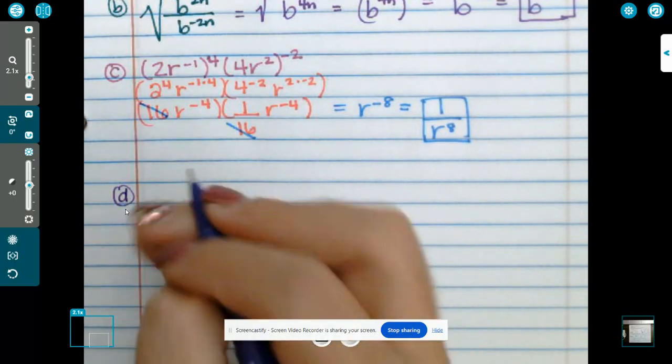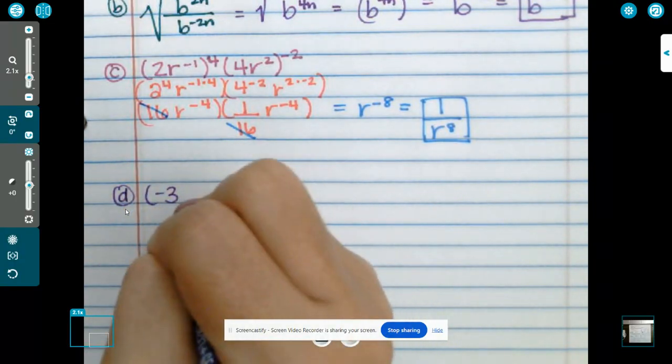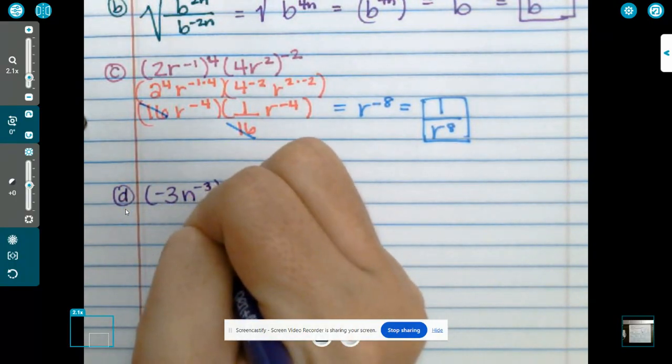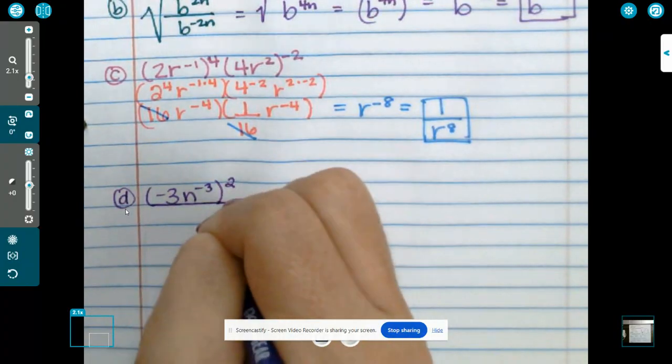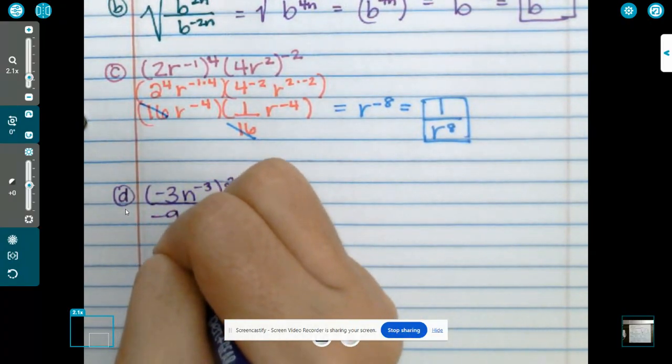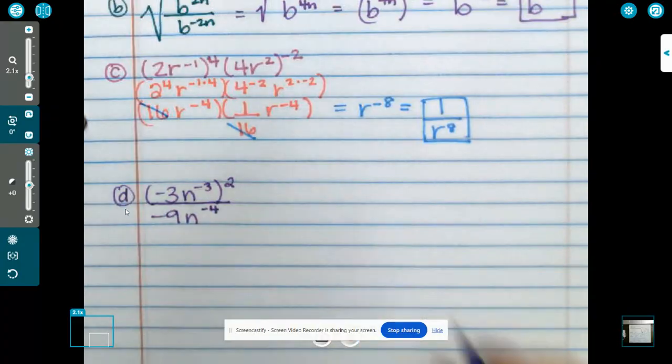Right, letter D. Negative 3 to the negative 3 squared over negative 9 to the negative 4. Okay, and y'all, seriously, you can pause the video. Once class is over, this video will be uploaded into your Canvas for you. So if there's anything you missed today, you can go back and rewatch and fill in. Take a second. Try to work through it.